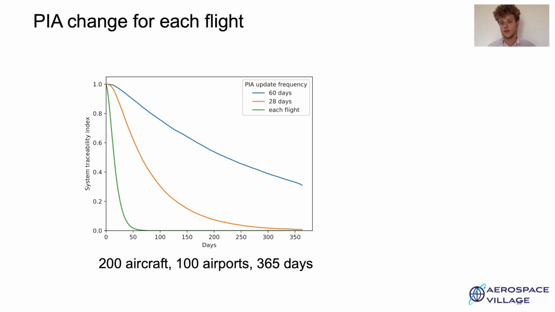So on this graph, we can see the traceability index reached by a PIA change for each flight in green, compared to the traceability index of the program in phase 1 and 2 in orange and blue. And we can see that the current PIA program is still very far from the best possible performance.